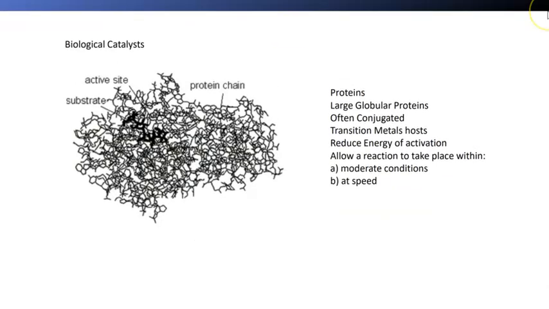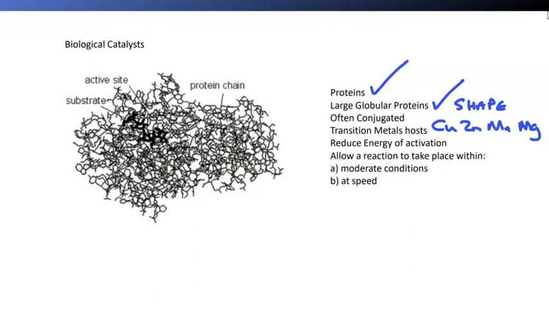Enzyme molecules are proteins. They have very large globular shapes, shape being an important aspect of any discussion on protein molecules. They're often conjugated, and indeed with transition metals. Therefore, we find copper, zinc, manganese there, but also we might find magnesium.